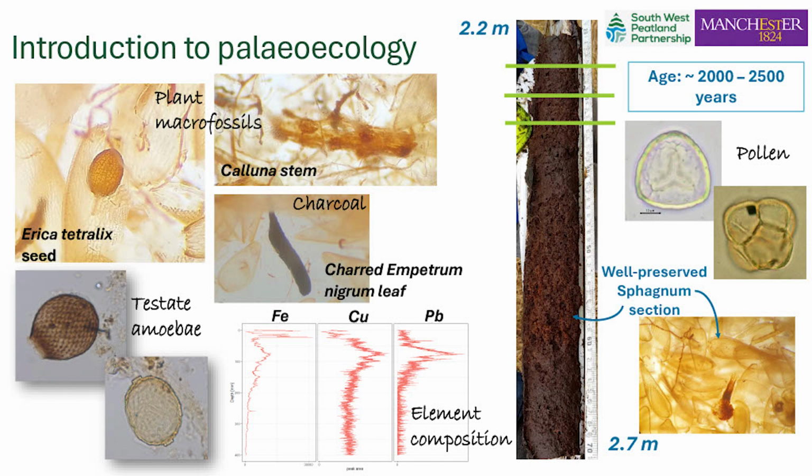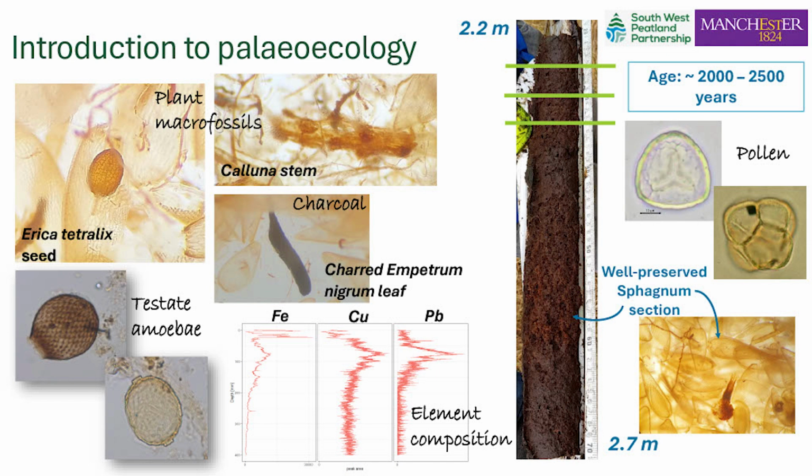Not all cores are as well preserved as this one, but I wanted to show you this section as it has a really nicely preserved sphagnum section, which looks something like this under a stereo microscope. You can see that despite being a few thousand years old, this is identifiable sphagnum. We can see what our sphagnum communities were like over 2,000 years ago.